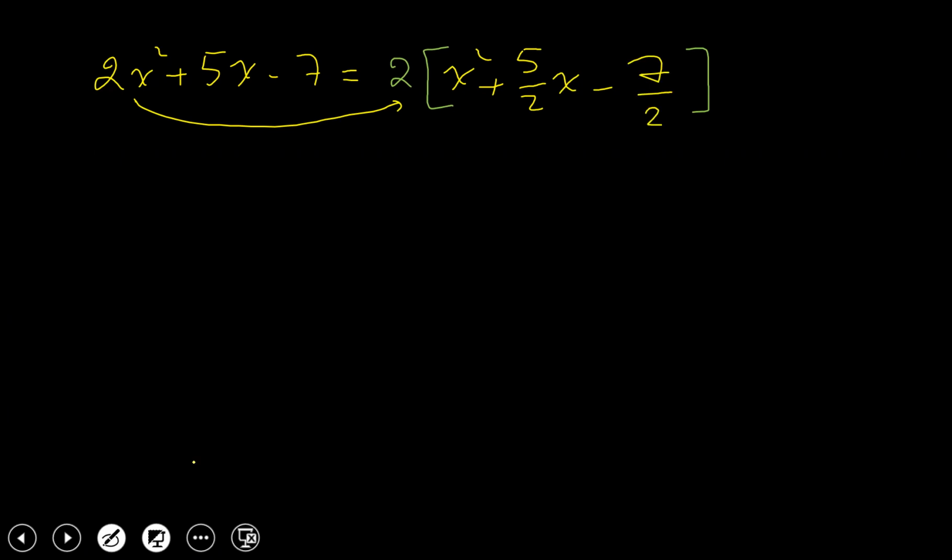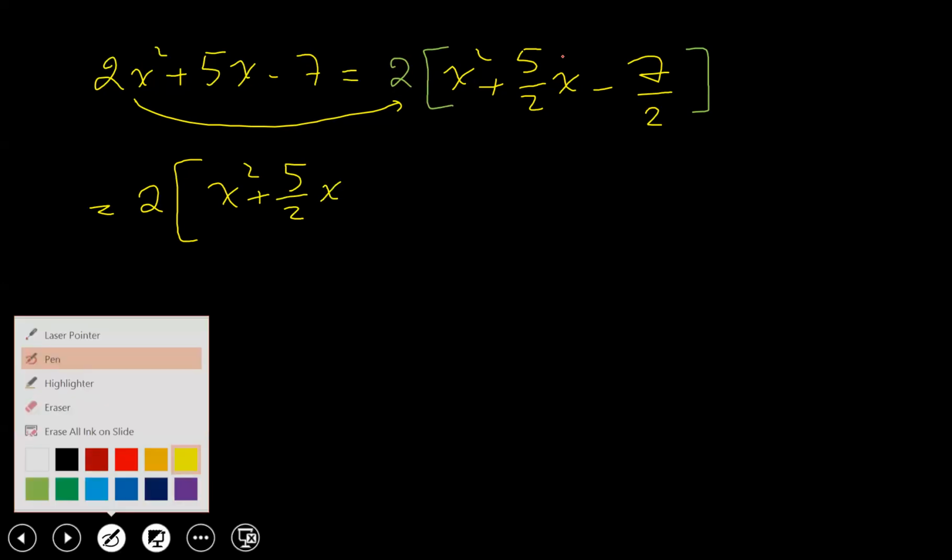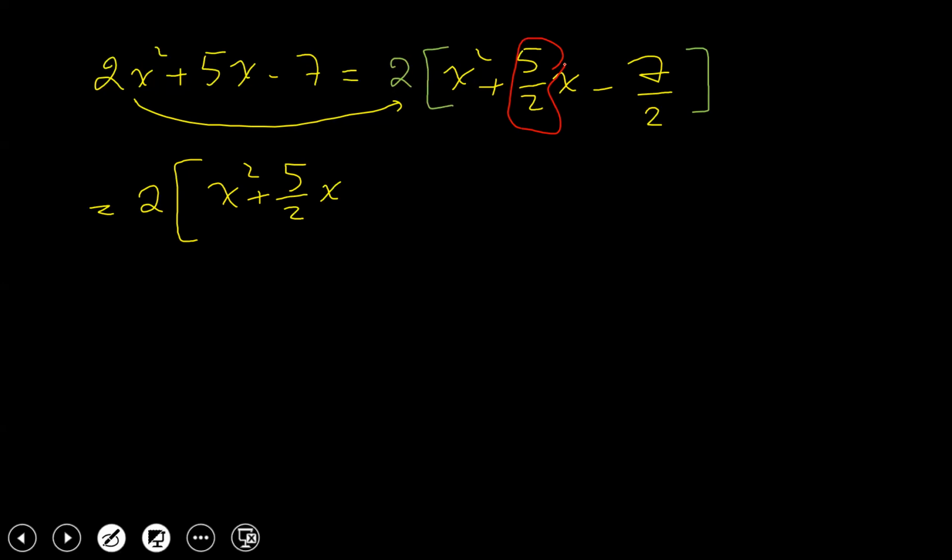How do we do this? Let's see. This is equal to 2 into x squared. The first terms we copy as they are. Then we come to the coefficient of x, which is 5 over 2. We divide it by 2. What do we mean when we divide a fraction by 2? It's like multiplying it by half. This means to multiply the denominator by 2. So when we say 5 over 2 divided by 2, it means 5 over 4.